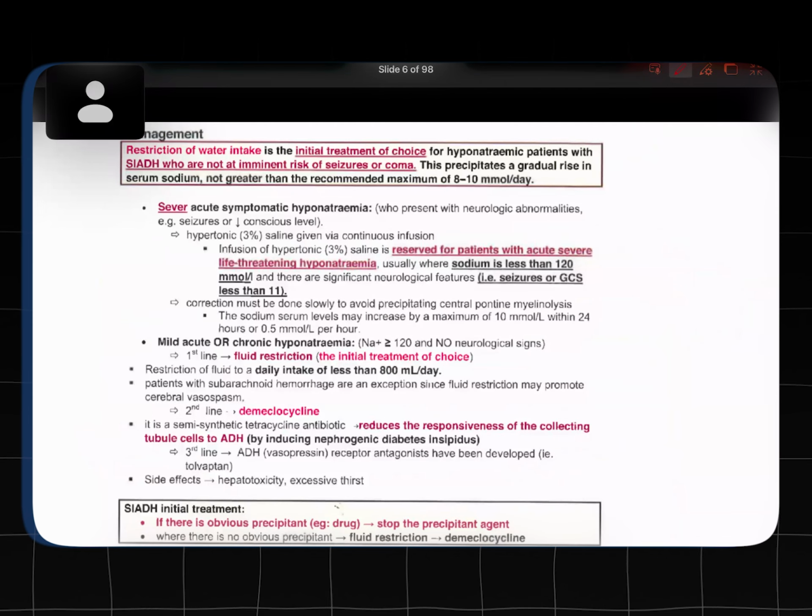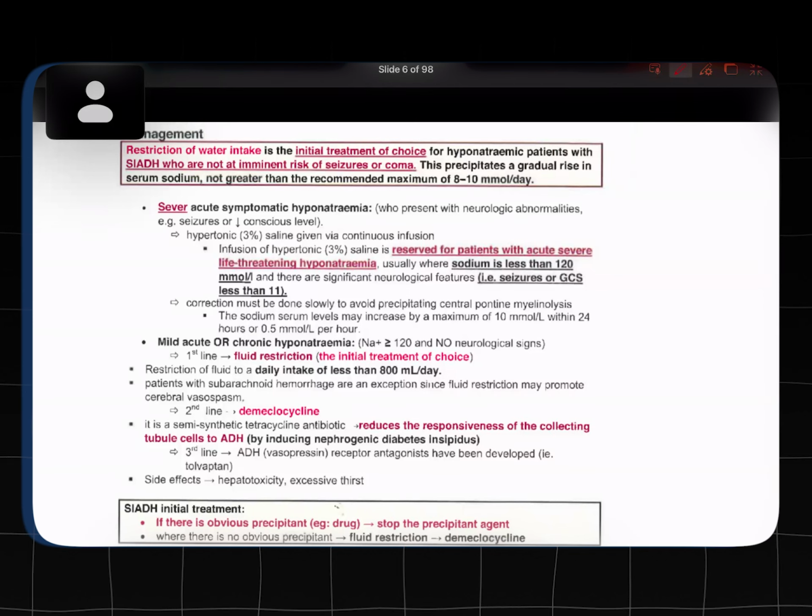Okay. So what is the management? The basic SIAD management is restriction of water intake, except a few situations. Those exceptions will not come in the exam. So if stopping the IV fluids or fluid restriction is the option, that will be the answer.